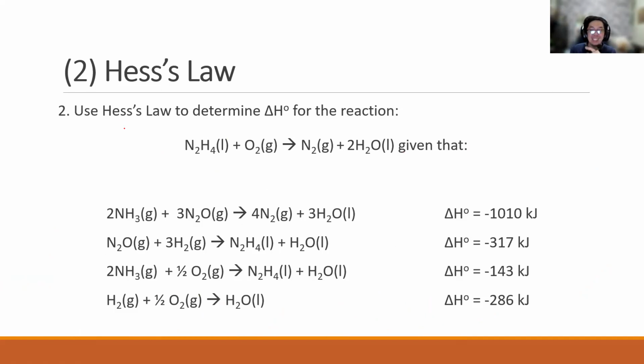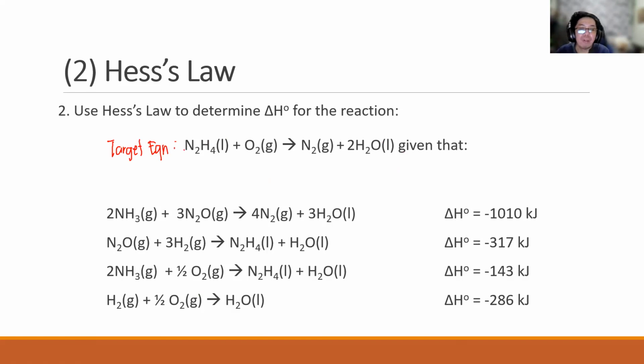So, use Hess's law to determine the delta H naught for the reaction N2H4 liquid, so this is hydrazine, plus oxygen forming nitrogen gas and liquid water. So, that's your target equation. Let me just note this. This is now your target equation.